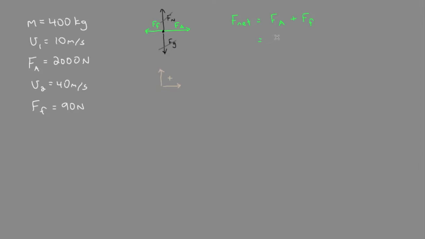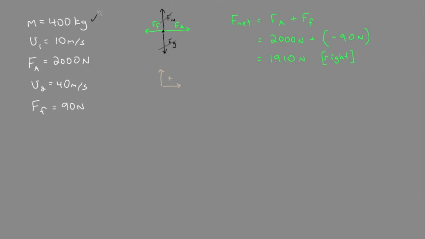So we'll find the F net as 2,000 newtons for the applied force, plus our negative force of friction, negative because it's going to the left, of 90 newtons. This gives us a net force of 1910 newtons to the right. We don't need to write this, but it just gives you an idea.